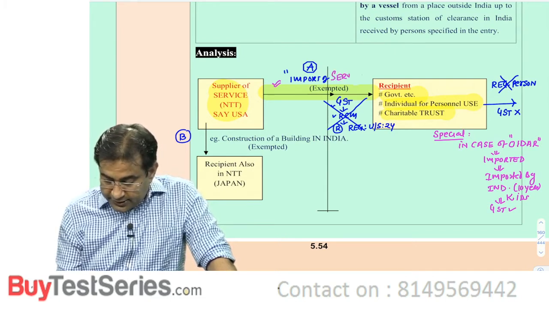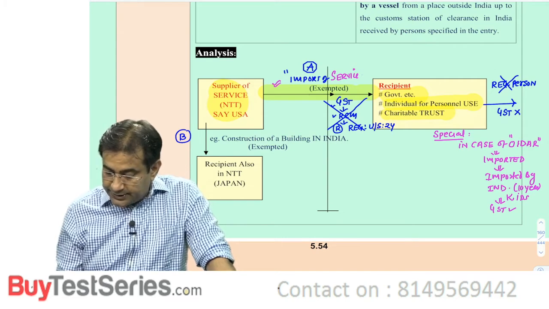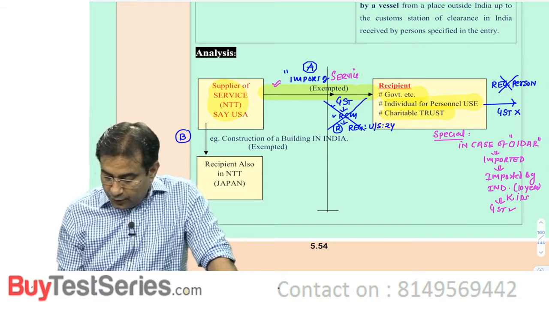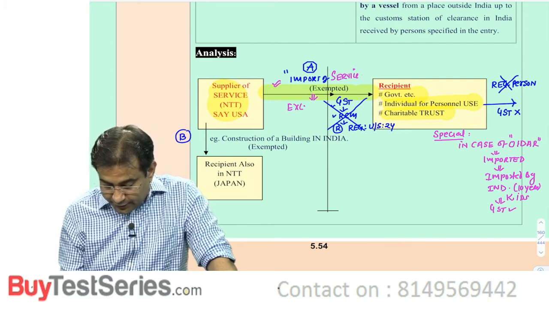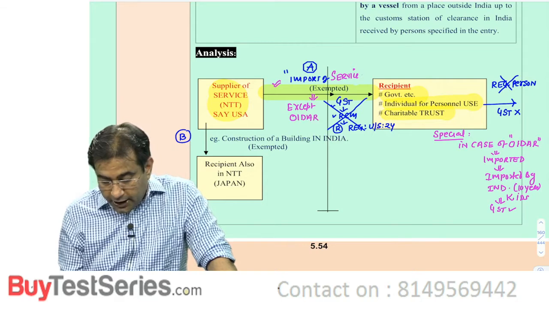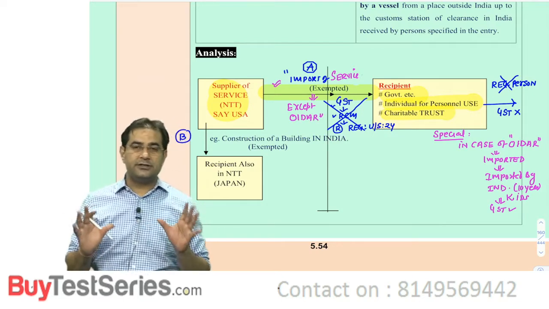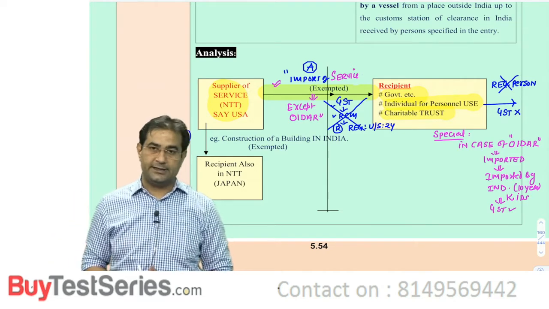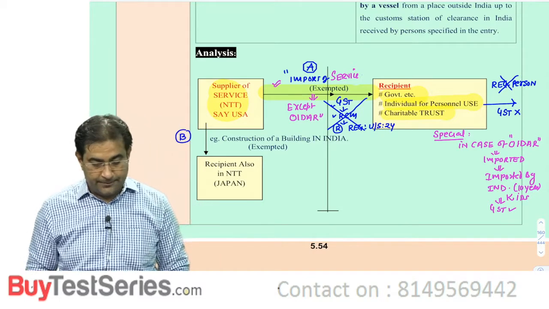I am talking about the exemption: import of services is exempted, but except OIDAR. This provision is not applicable on OIDAR services. Is it clear? Yes, sir. This was the first discussion of this exemption, or it can be said as part 1 of the exemption. Now, we are going to discuss another part of the exemption.